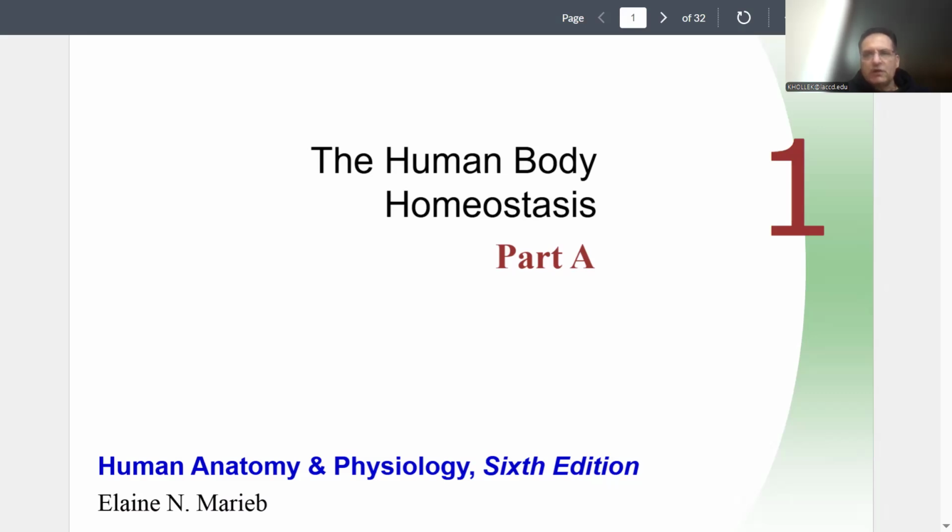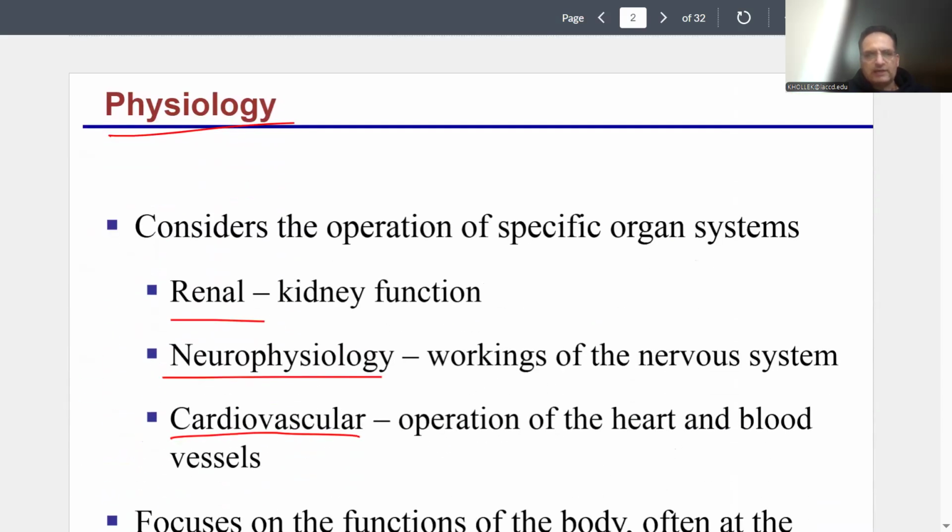All right, so the chapter is related to the human body and homeostasis. So let's go ahead and take a look at what we are talking about when we're talking about physiology. Ology is a study. Physio is basically how the organ system functions. In anatomy, you learned the structures of the different organ systems. There were a lot of names that you had to memorize.